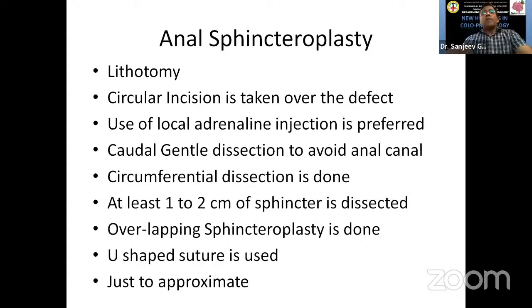Then you do an overlapping sphincteroplasty, where you keep one part of the muscle over the other, and you do U-shaped sutures to fix it. It has to be remembered that the sutures have to be just tight enough to approximate it. If you make it too tight, it can lead to compromise of the vascularity.